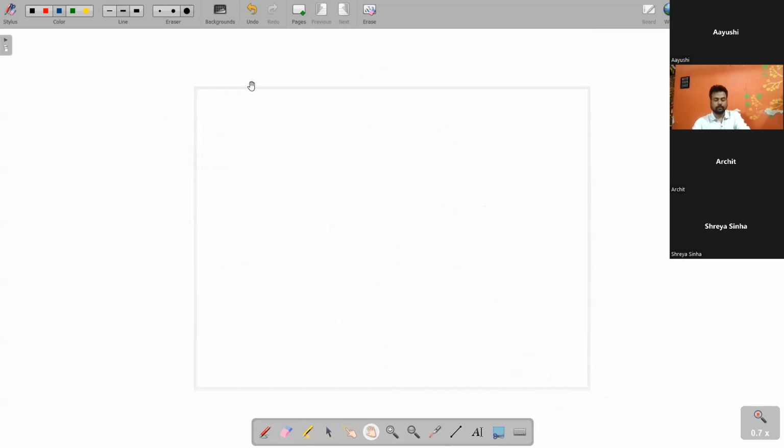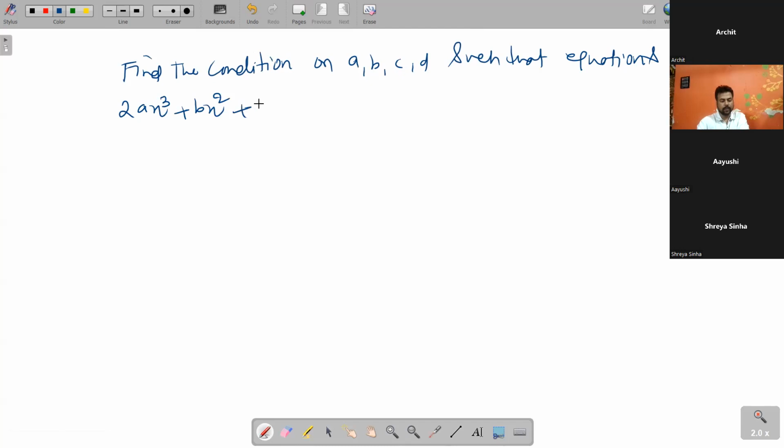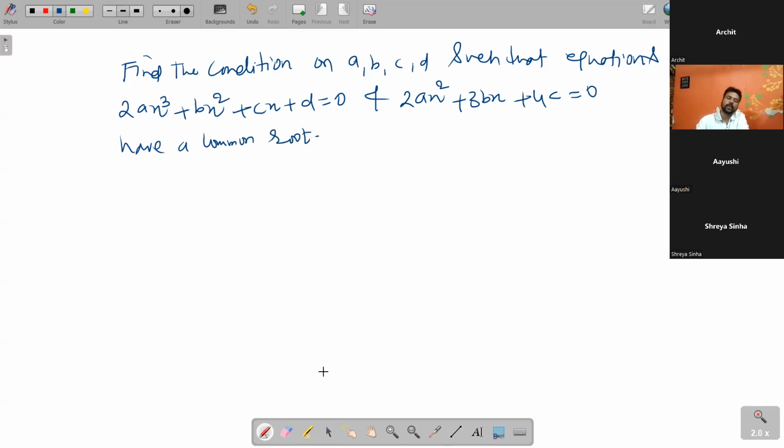Let's have one more question. Find the condition on a, b, c, and d such that the equations 2a x cube plus b x squared plus c x plus d equal to 0 and 2a x squared plus 3b x plus 4c equal to 0 have a common root. I will try.